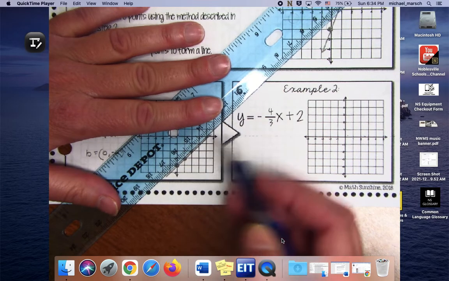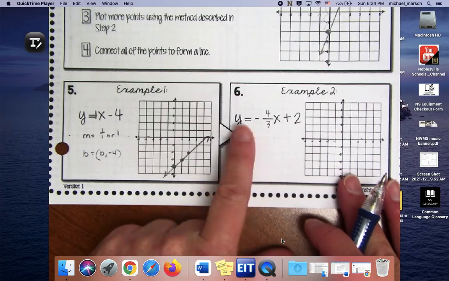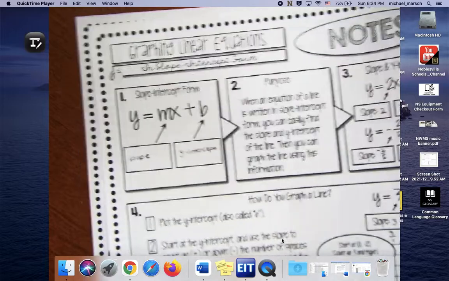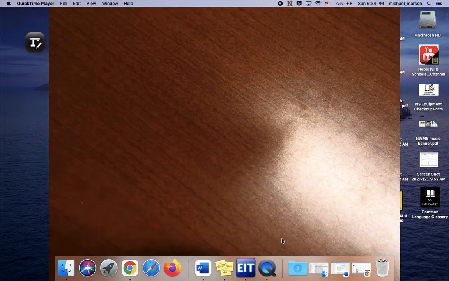I would like you to write out the slope and y-intercept for each of these. So every time you get to another problem, identify the slope, identify the y-intercept. There are a couple here that I know might be a little confusing. So let's look at number 11 together.